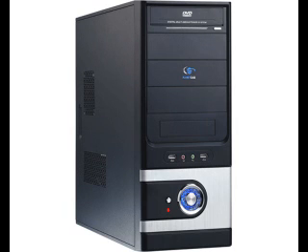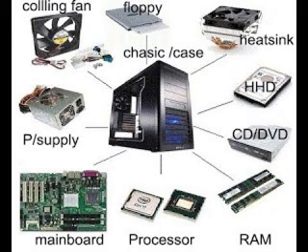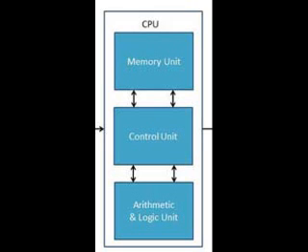Next one is the central processing unit. This is the major component of the computer because all devices are connected to the CPU. That means the input unit, output unit, and memory unit are all connected to the CPU. The CPU has three components: control unit, arithmetic and logic unit, and memory unit.